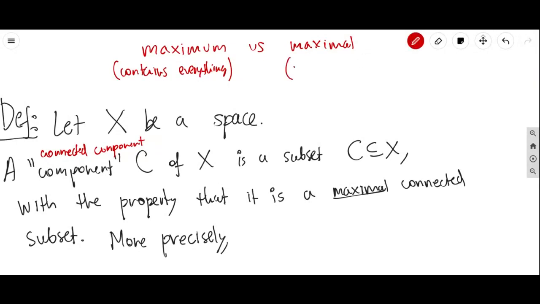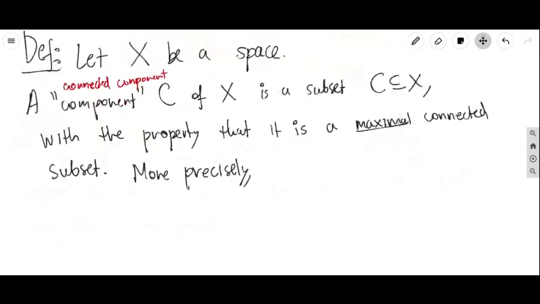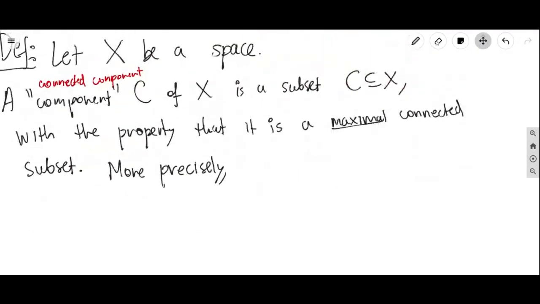Maximal rather means not contained in anything else, in something larger. And if something is maximum, then it's maximal. But something could be maximal, but not maximum. Maybe you've seen that kind of terminology before in other classes. But if you're confused by what that means, I'll make it more precise over here.